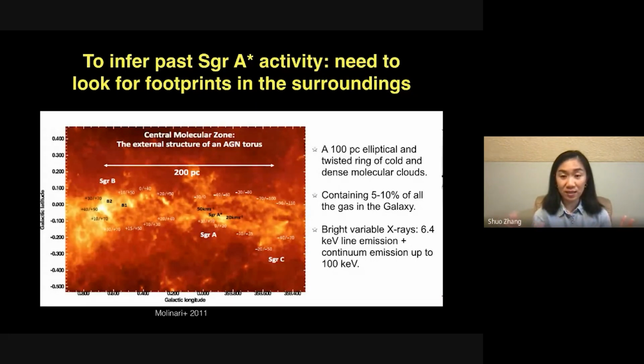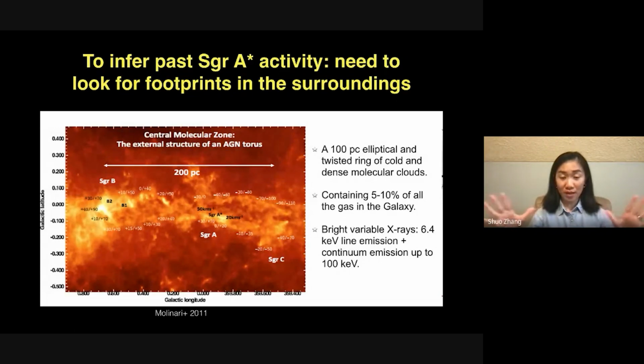Luckily, the galactic center is not short of that. So this image shows about 200 parsecs from the center of the galaxy. And you can see a roughly ring-like structure, right? Like a ring there. And it is actually molecular gas, so basically made of cold molecules. And this structure is called the central molecular zone. It contains about 5 to 10% of all the molecular gas of the entire Milky Way galaxy.